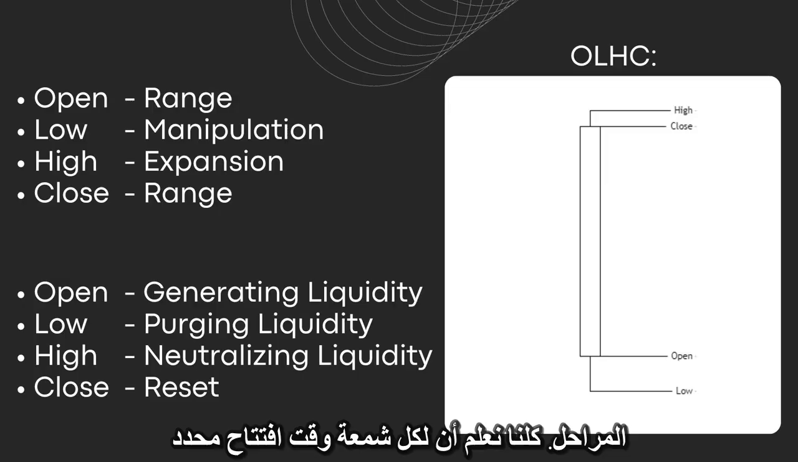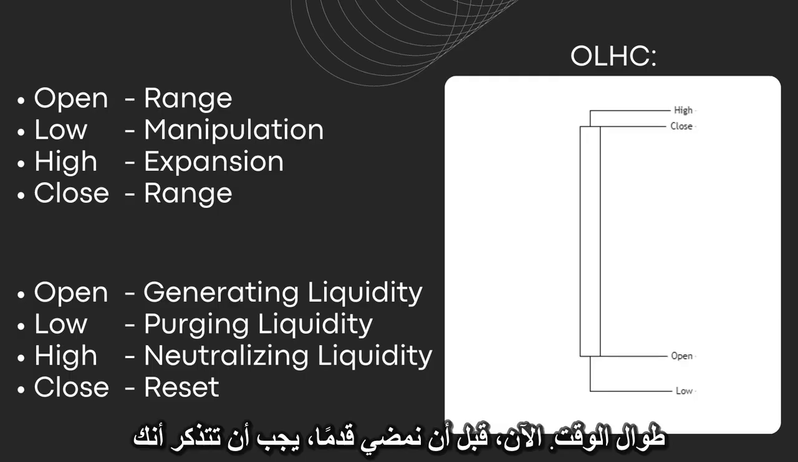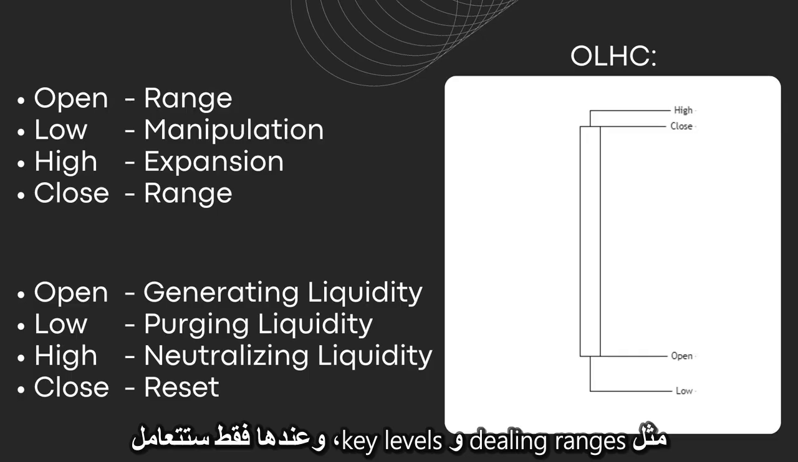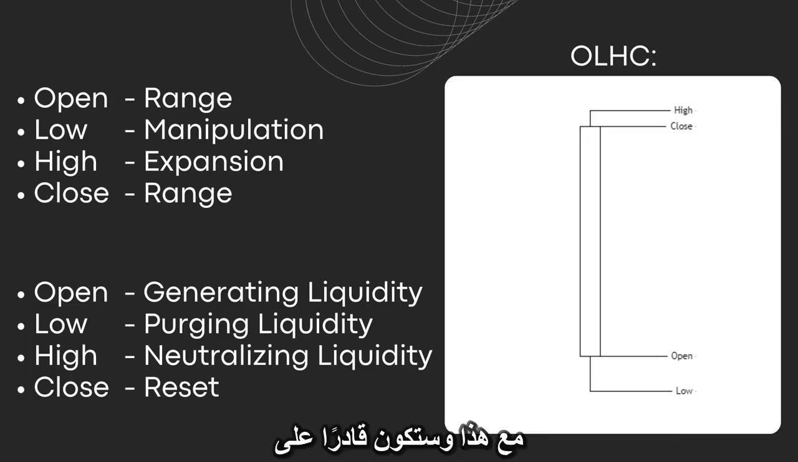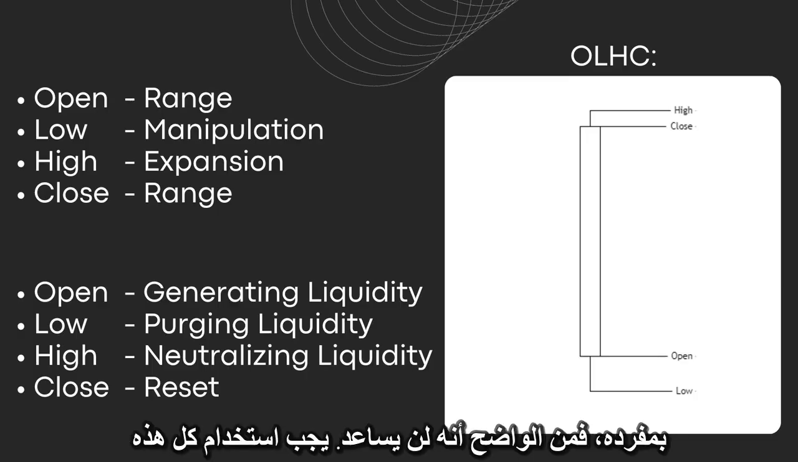So we all know that each candle has a specific, definite, and constant opening time, right? That opening time cannot be changed and it stays constant all the time, right? Now before we move further, you must remember to combine and integrate this particular concept with the other concepts like the dealing ranges and key levels, and only then are you going to be able to incorporate and apply this concept accurately, right? If you're just going to use it alone, then obviously it won't help, right?